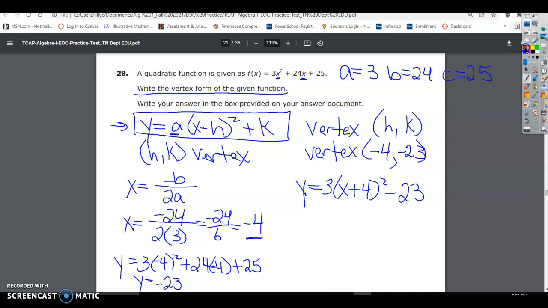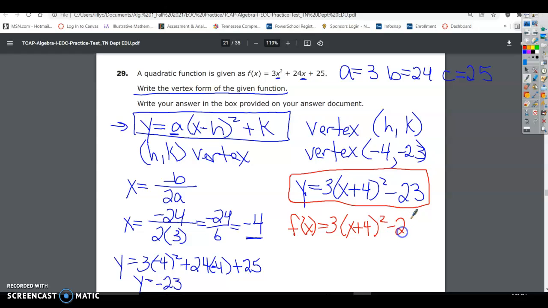All right, so for number 29, this would be what you plugged into the blank. If you want to write it as a function, remember you just have to write it as f of x equals, and then it would be the same thing: 3 times x plus 4 squared minus 23. So these two equations are equivalent. This or this should be counted correct.